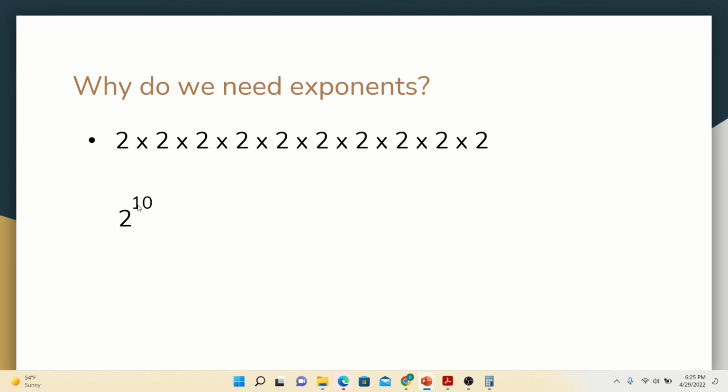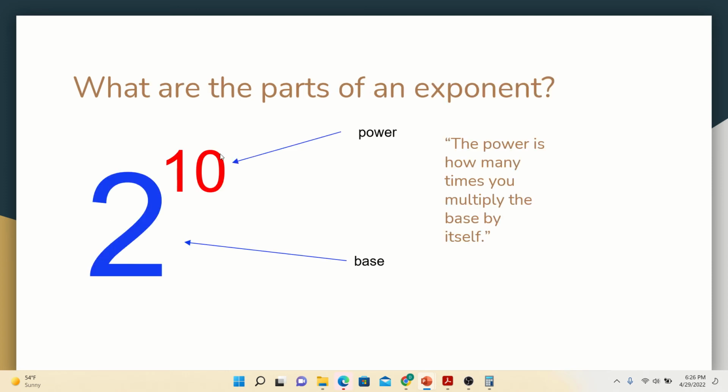So let's have a detailed look at what this is. And what are the parts of an exponent? So we have an exponent, 2 to the power 10, right? This big 2 right here is called the base. So the base is basically the number, just like a regular number.